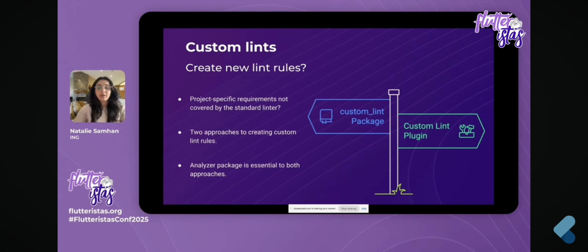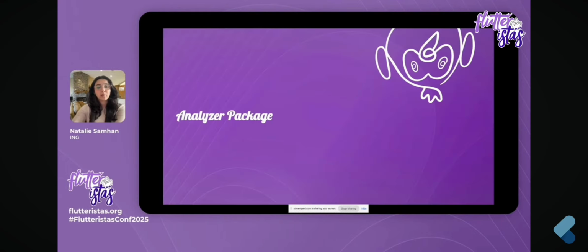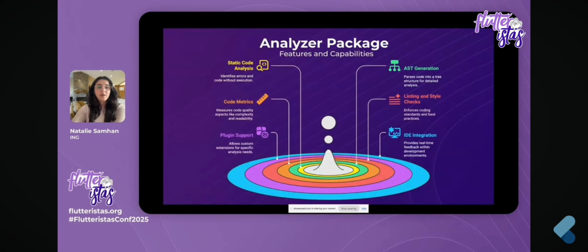The first one is creating your own custom lint plugin that leverages the Analyzer package. And the other one is using the custom lint package, which is actually also built on top of the Analyzer package. So I've mentioned the Analyzer package a lot. Let's have a little bit more background information about this Analyzer package.